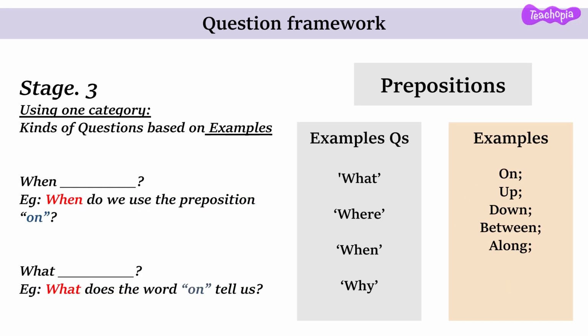Moving ahead to stage 3, where we form questions based on examples of preposition. We use the question word when, and the question will be, when do we use the preposition on? We can also use what, and the question will be something like this: what does the word on tell us?